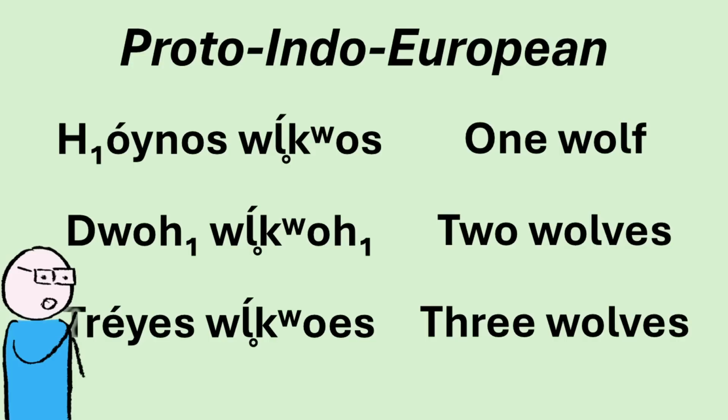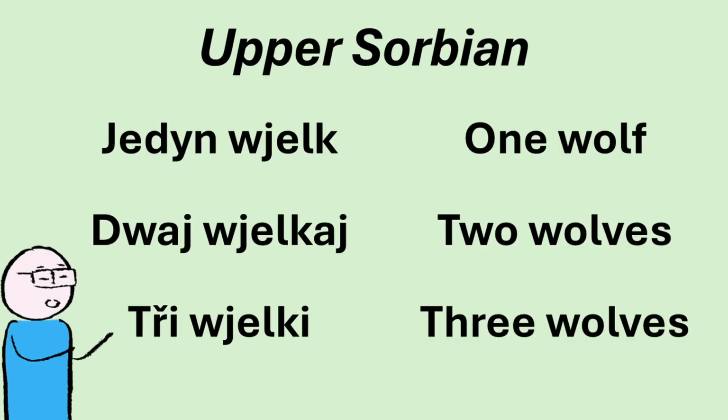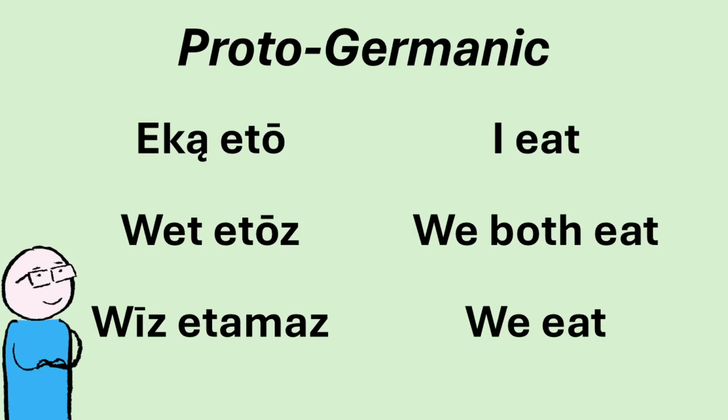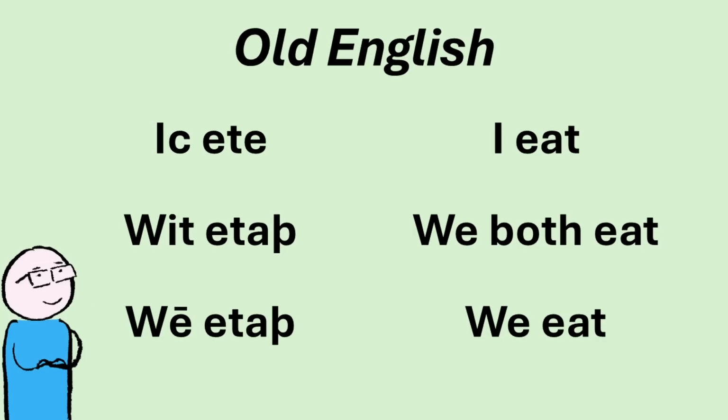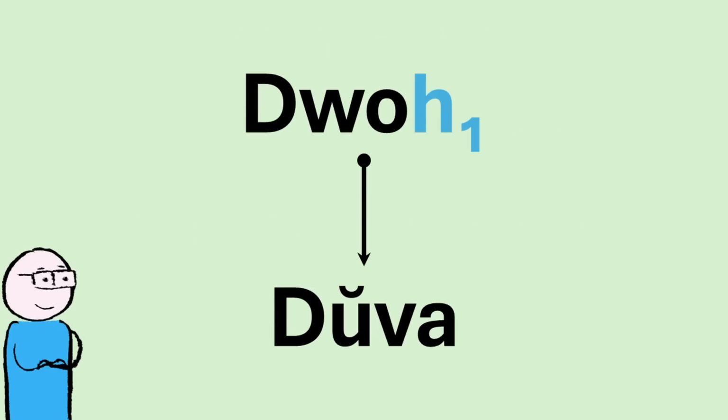Most modern descendants have lost it, but it still survives in a couple of Slavic languages, like Slovene and Sorbian. A lot of Old Germanic languages had it too. In Old English we had dual pronouns, and some forms survive in 1 or 2 Germanic dialects, but it's basically gone. So what happened to the dual in the Slavic word for two?